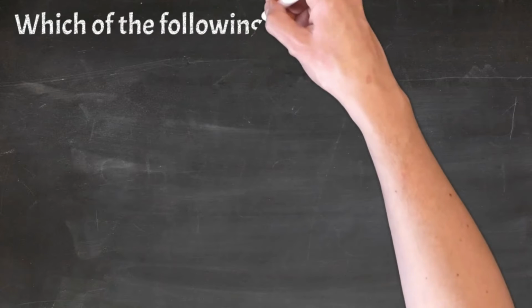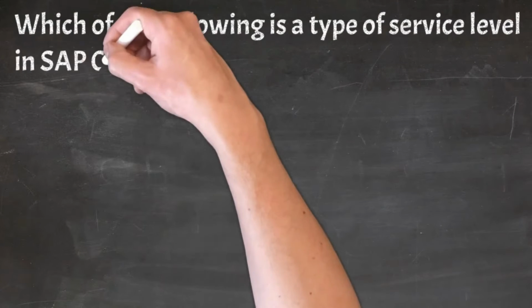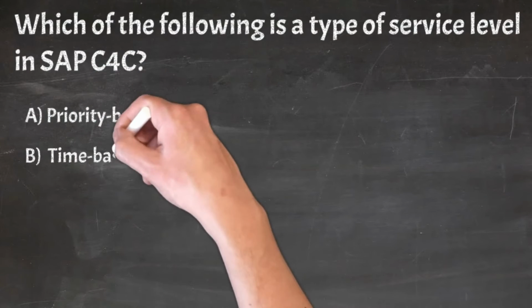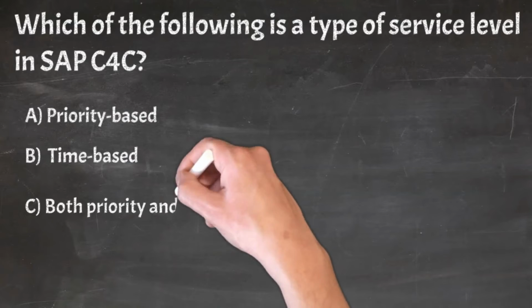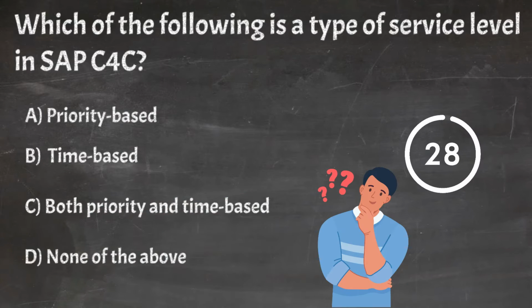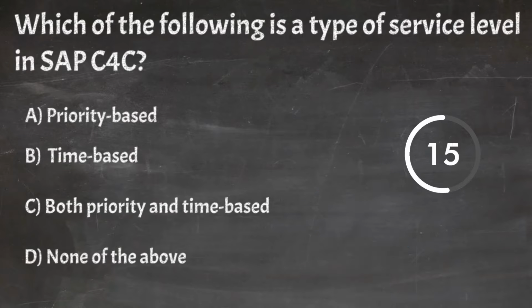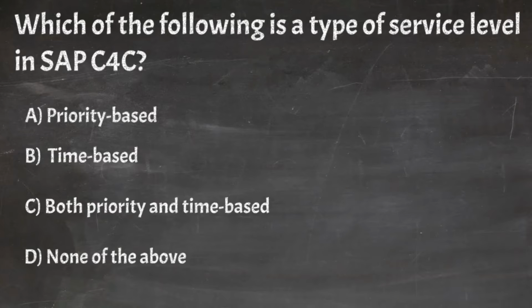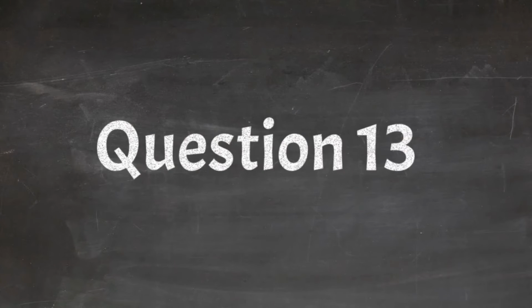Question 12. Which of the following is a type of service level in SAP C4C? A. Priority-based. B. Time-based. C. Both priority and time-based. D. None of the above. Correct answer C.